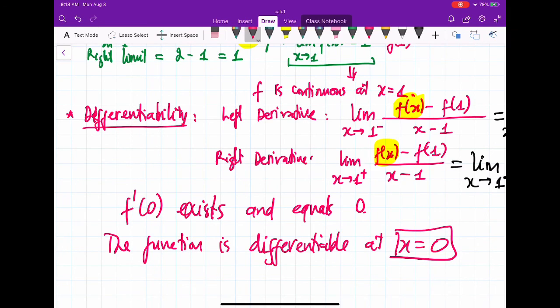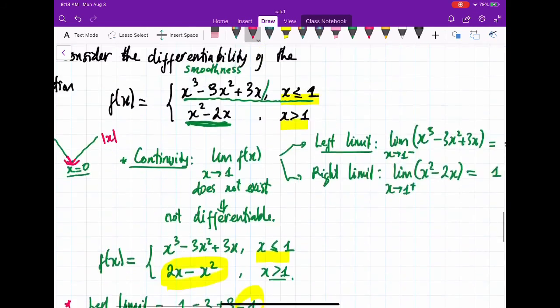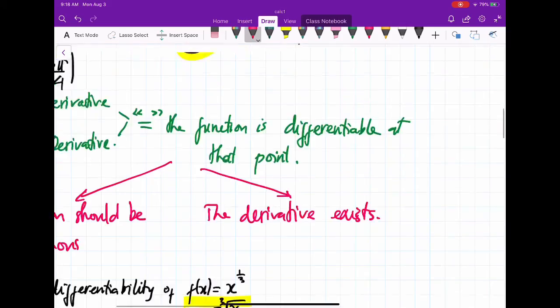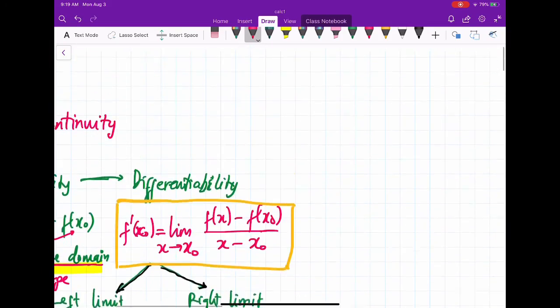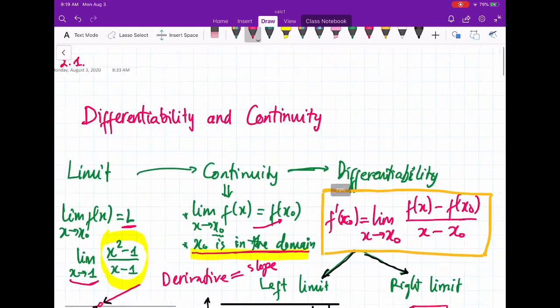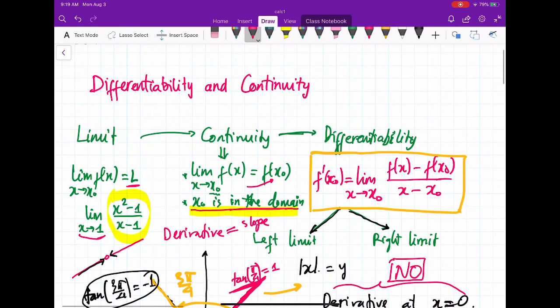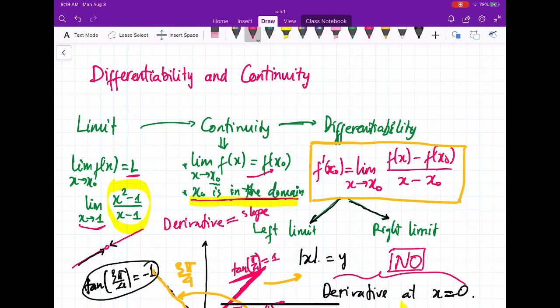I hope that the video is clear enough. And again, we need to remember the picture at the beginning. Limit, continuity, and differentiability. The function is continuous if the limit exists and is equal to the function value. The function is differentiable if the function is continuous and the derivative exists.